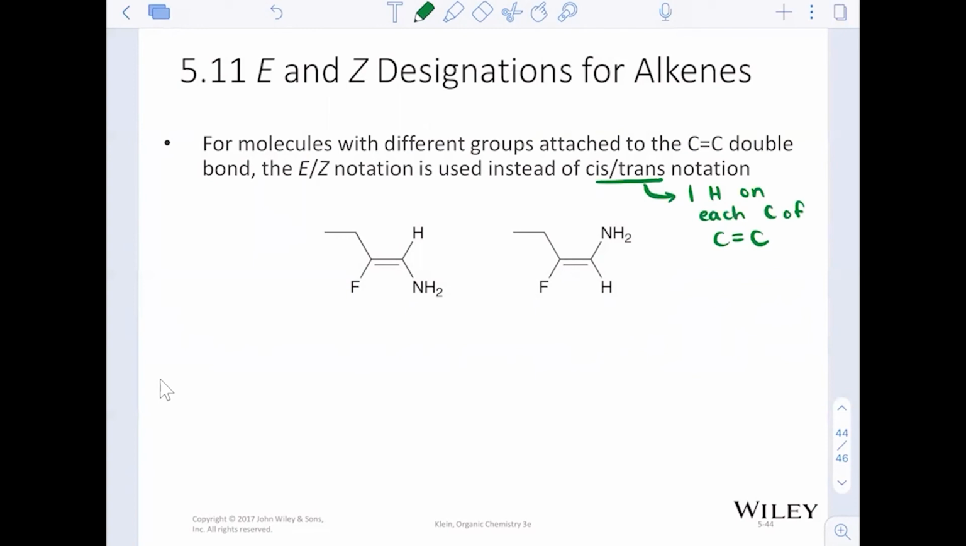And that notation was developed around the same time as R and S, but it's from a German scientist, and so E and Z actually has a purpose. We'll get there in just a second.